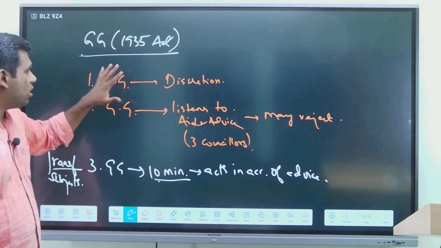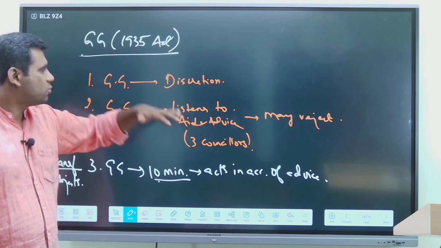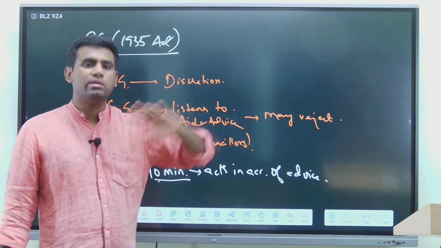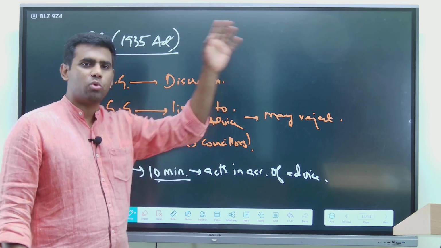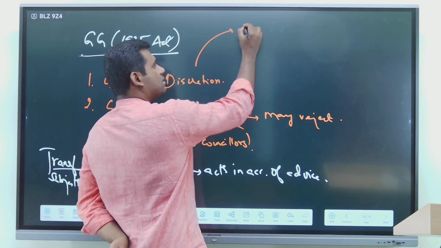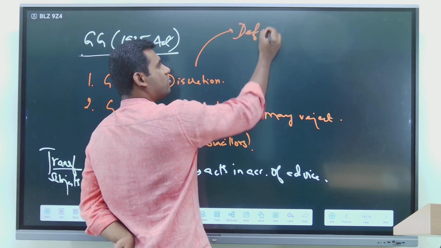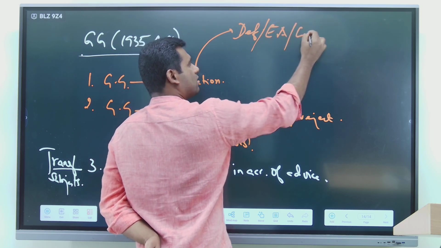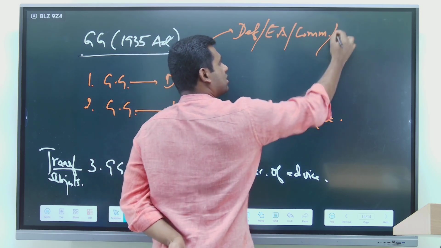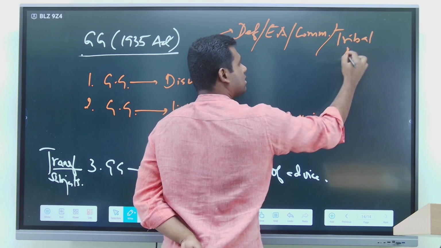Alright. So what are the subjects where the Governor General exercises complete discretion? He need not even listen to anybody. It's his own complete volition, for those subjects that are essential for the defense of India, external affairs, foreign relations, communications, and the management of tribal areas.